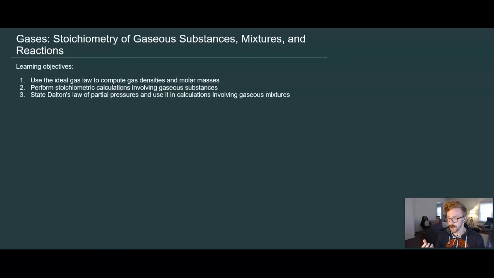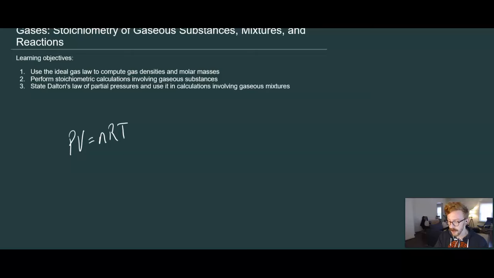So to address the first learning objective, which is to use the ideal gas law to compute gas densities and molar masses, I'm going to start there, and then we'll do a quick practice problem and then proceed. So recall that the ideal gas law is PV equals nRT. Kind of just rolls off the tongue.